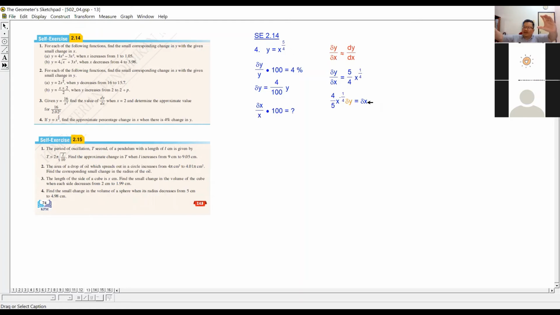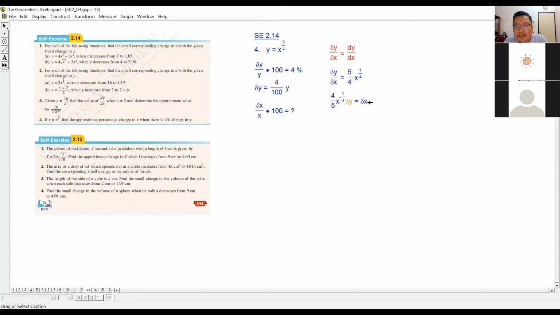You can move one to one side. The delta x can move. Delta y or delta x, there are two values, whereas dy/dx is one value. So if you want to move, you move the whole thing. But delta y or delta x, you can separate them. What is your question again?